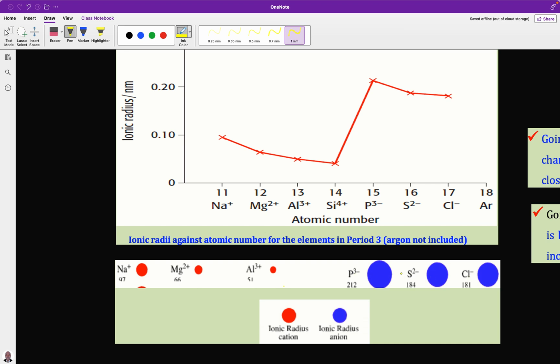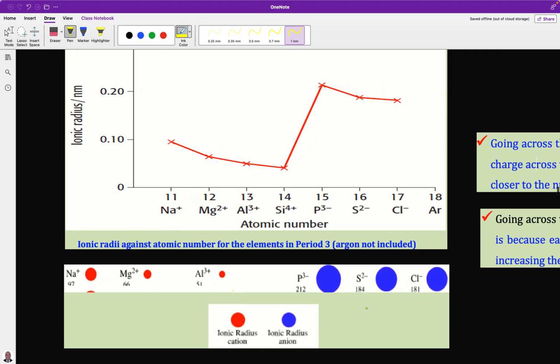This will cause what? They will cause greater repulsion between the electrons that have been gained. And when there's repulsion, what happens? There is expansion in the radius, and that's why it is giving it a larger size than the original atoms.